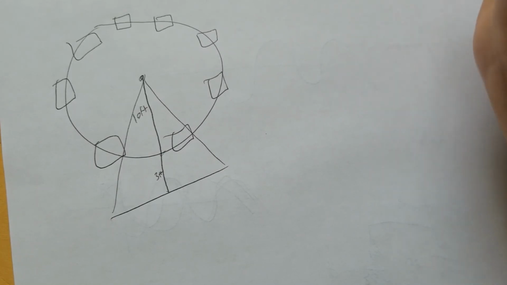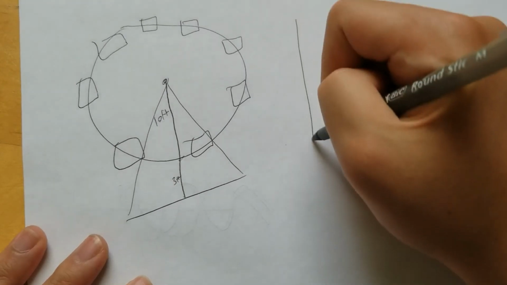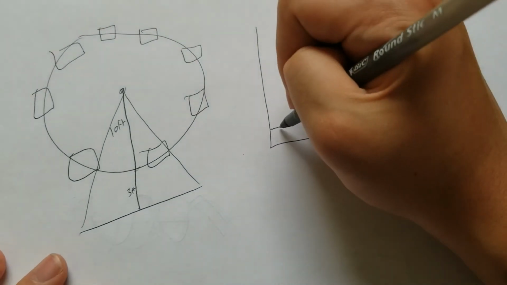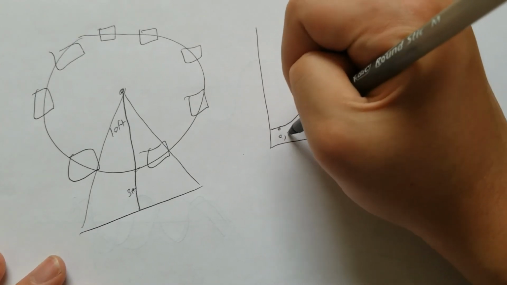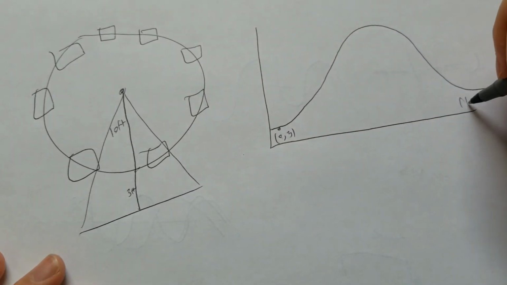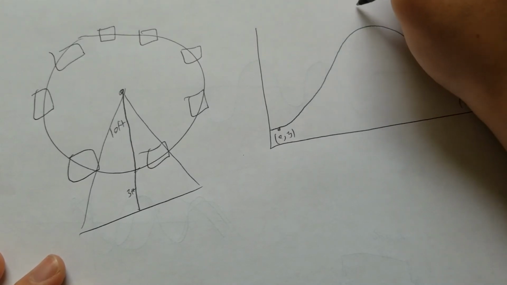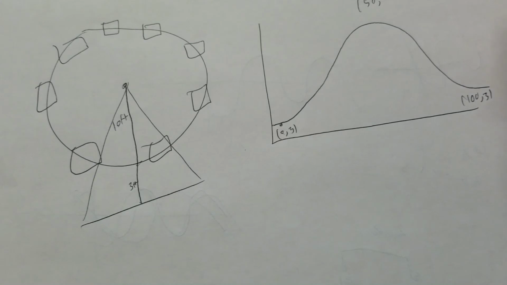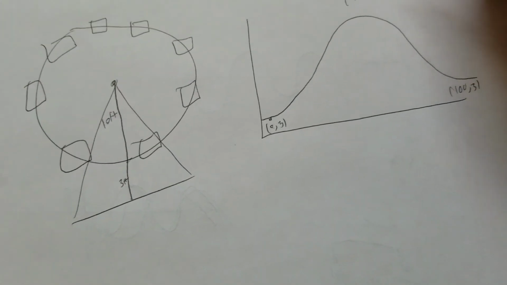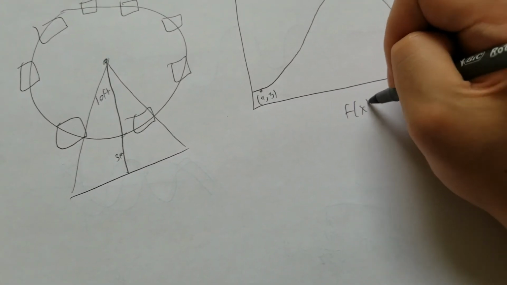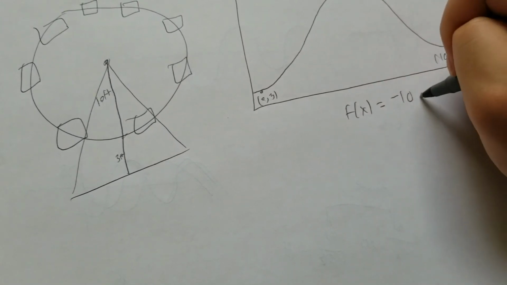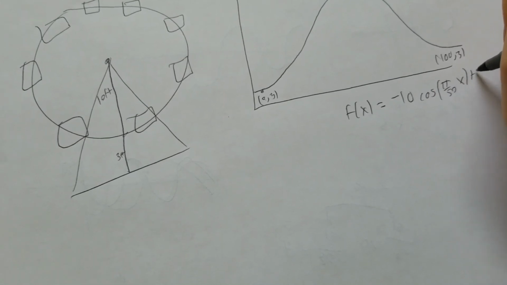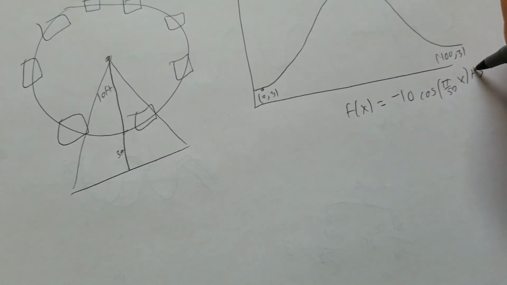Okay? So the graph of this essentially would look like this. I'm not going to write out the units, but I'll just write out the points that are important. So 0, 3, her start, her end, 100, 3, and her peak, 50, 23. Okay? So using the methods from earlier, the equation would be -10 cosine pi over 50 x plus 13. Okay?